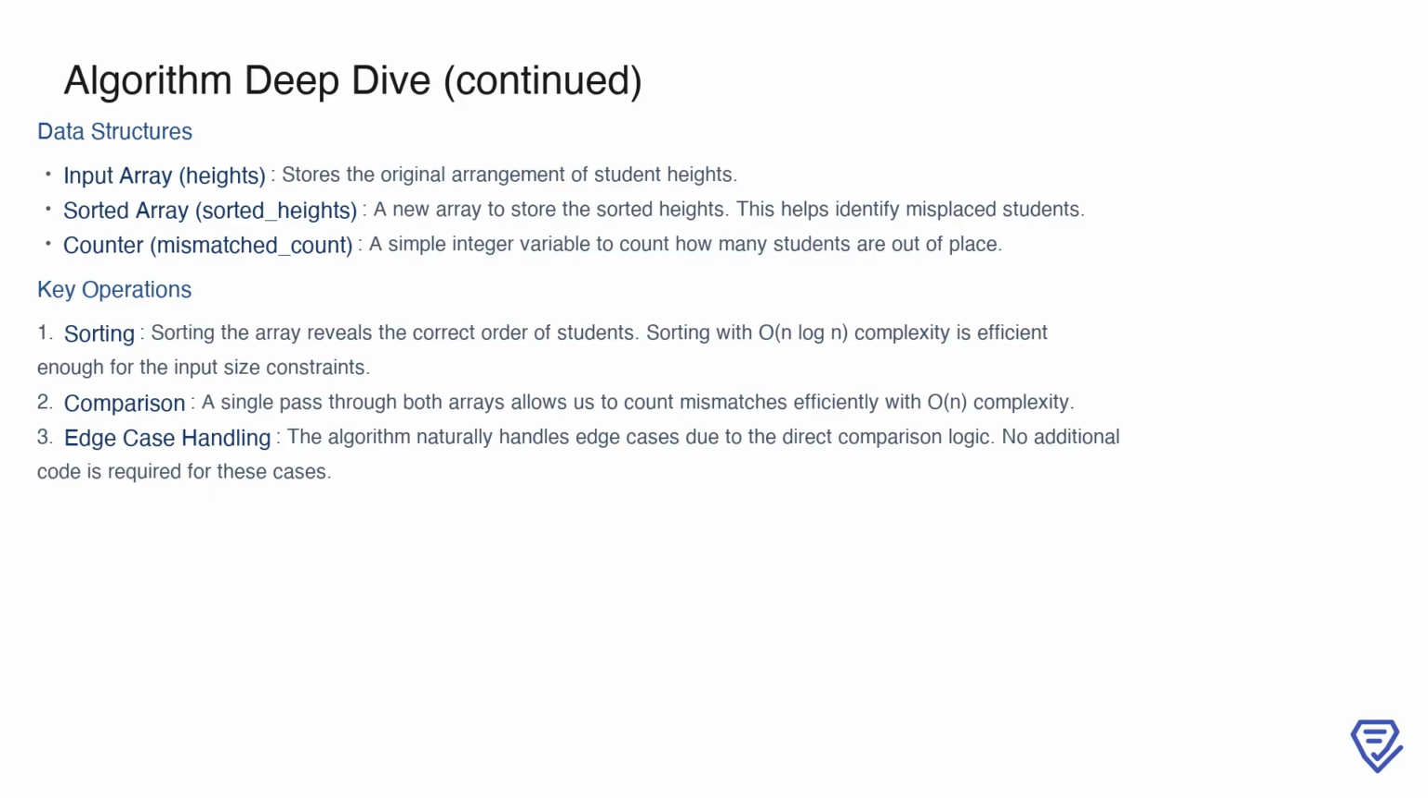The algorithm relies on 2 main operations. The first is sorting, which determines the correct order of students. Sorting is efficient, with a complexity of O(n log n), making it suitable for the input size constraints. The second operation is a comparison, where we iterate through both arrays simultaneously to identify mismatches. This comparison step is linear, with a complexity of O(n), as we only make a single pass through the arrays.